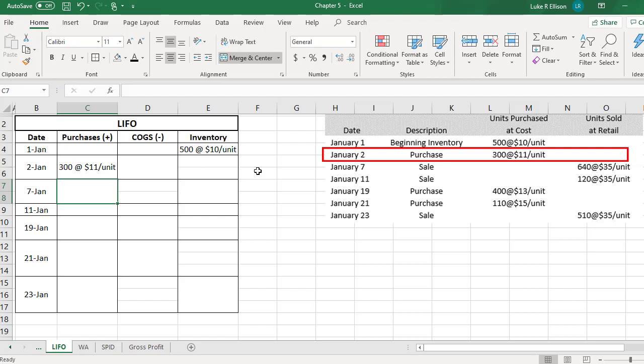On January 1st, we had 500 units at $10 each. And since there were no sales, those units are still in inventory. So we copy them down for January 2nd. Additionally, 300 units were purchased at $11 per unit. And since purchases are plus, that means that they add to our inventory.